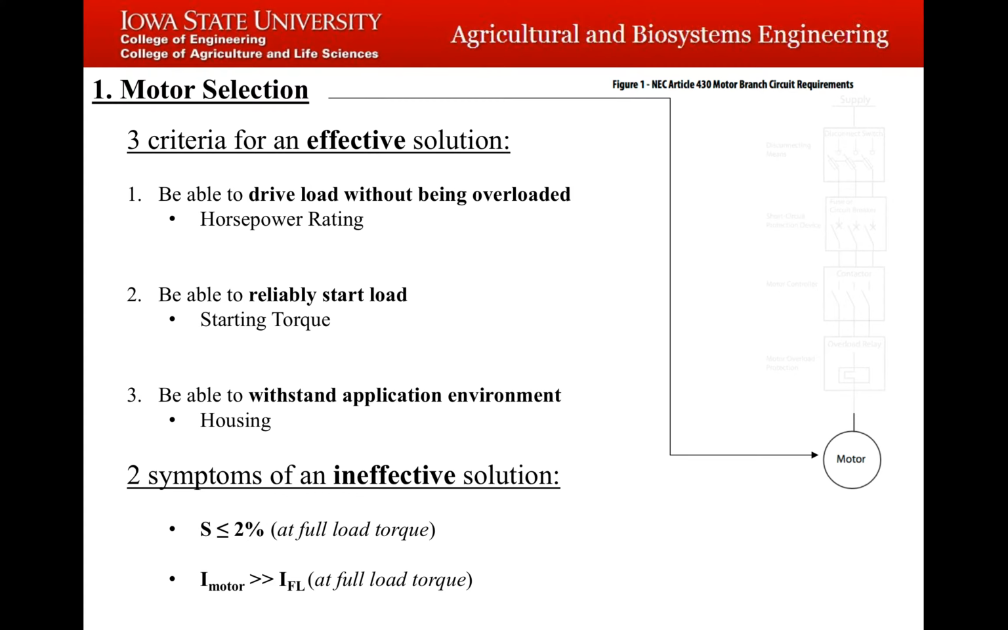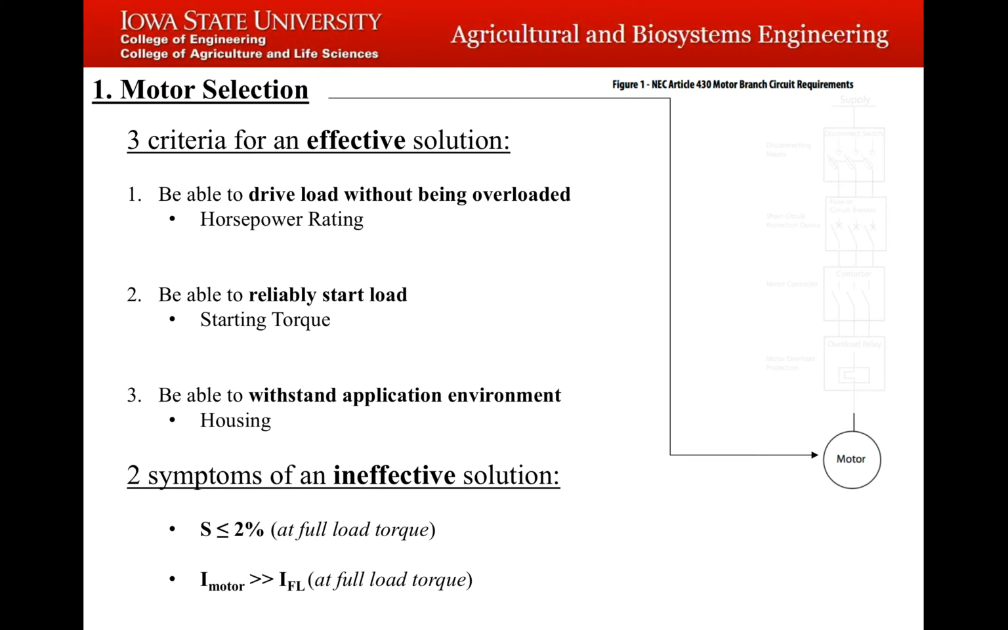There are two symptoms that identify if we have an inefficient solution or an inefficient motor. If we're running the motor at full load torque and the slip is less than or equal to 2%, most likely our motor is undersized. Okay? Now remember, no load torque is 0.5% slip, but that's no load. The assumption is we're running under full load, and if we're in that situation and our slip is less than or equal to 2%, the motor's too small.